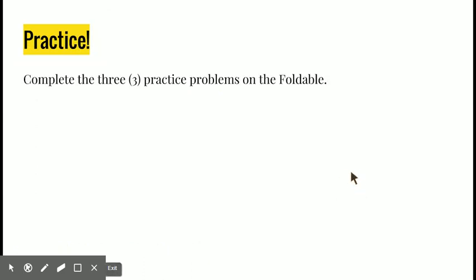All right, so the last part that you have to do for this is complete the 3 practice problems that are on the foldable, and then you are done with your homework for the night.